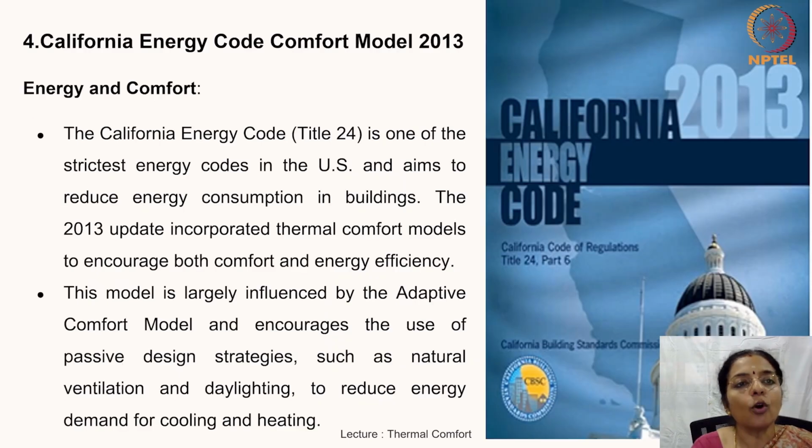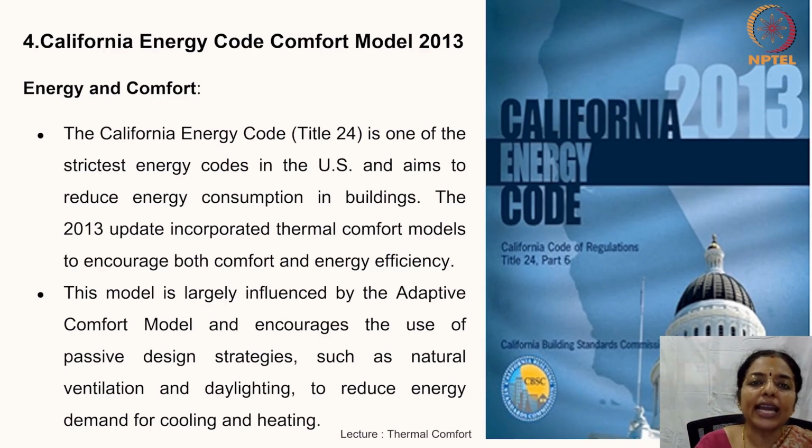The fourth one is the California Energy Code Comfort Model 2013. This is not really relevant to the Indian condition, but I have put it for a reason, because you will come across this code in another context, and at that time you should not be wondering what that is. So I'm just going to tell about this very, very briefly.